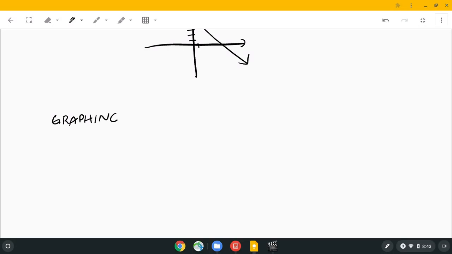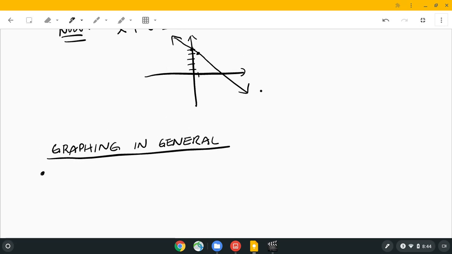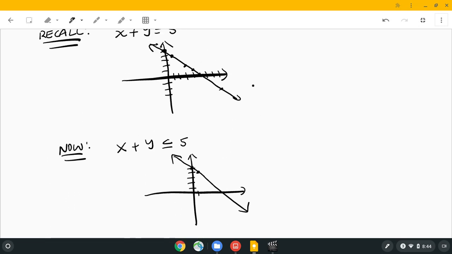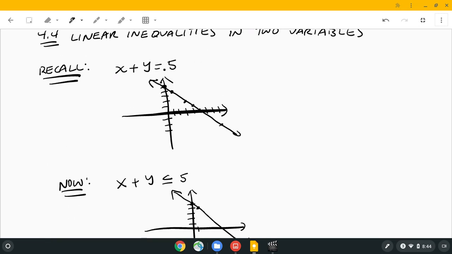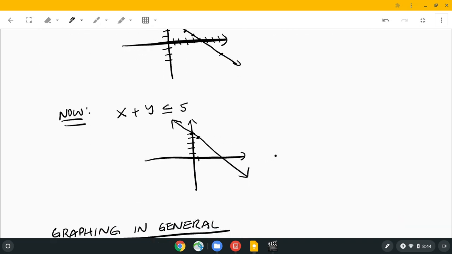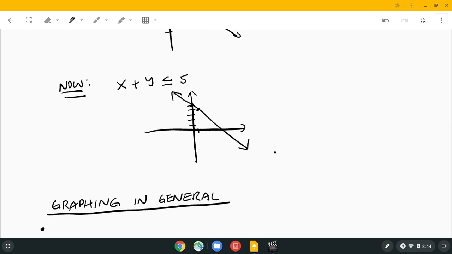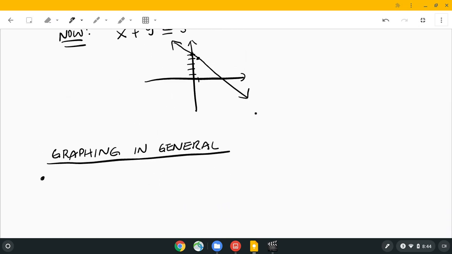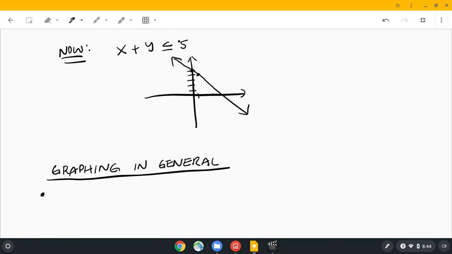So graphing in general. When you're graphing an inequality, you're going to graph this line, but there's always going to be more to it. Graphing the line means you're only graphing an equation. When you have an inequality, you'll be graphing the line and then some more. Remember, the line only tells us where it equals 5. We also want to know where it's less than 5.